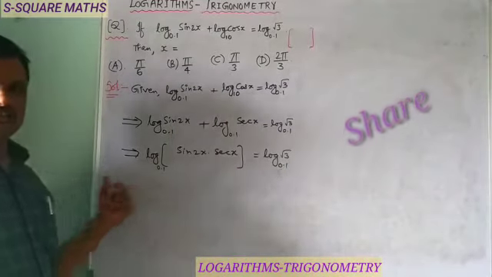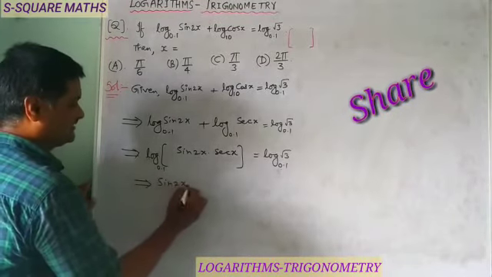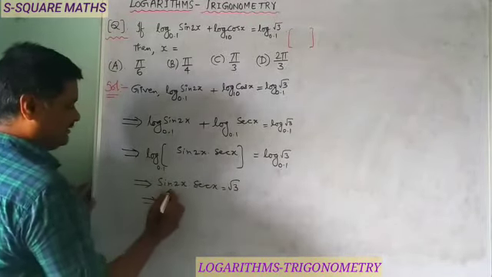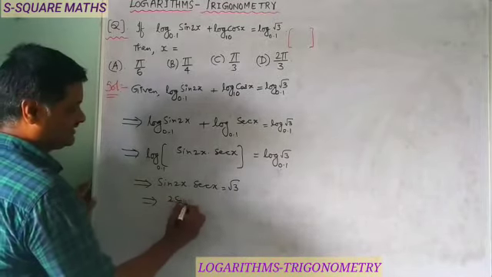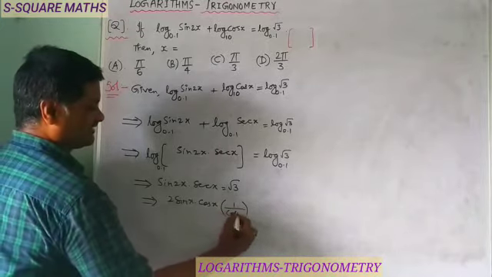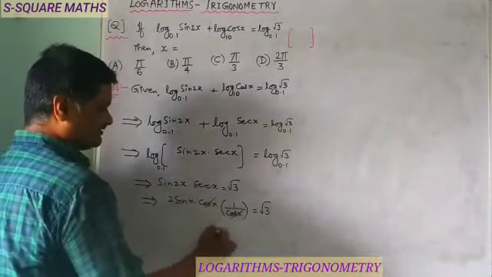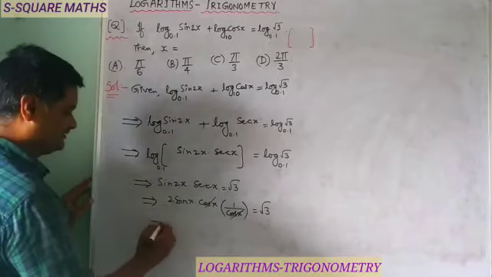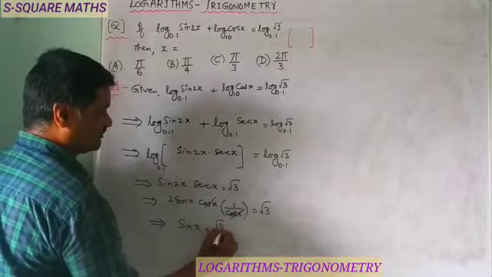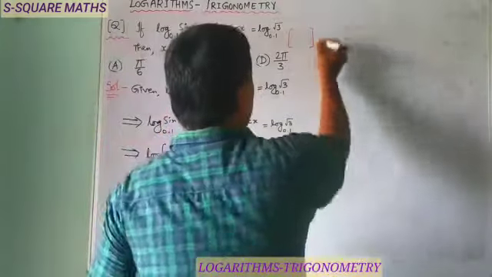So eliminating log on both sides because it is with respect to the same base, I can write sin 2x into sec x is equal to root 3. Now sin 2x is nothing but 2 sin x into cos x. Again this can be written as 1 by cos x is equal to root 3. Since the operation is multiplication, cos x and cos x will be eliminated. So 2 transferring to the other side, sin x is equal to root 3 by 2.